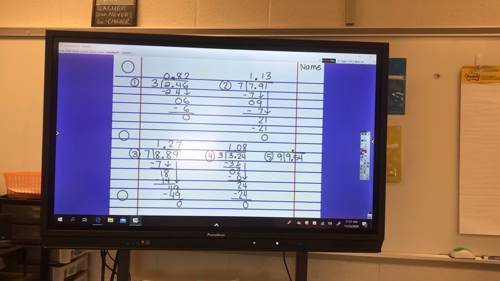Whoa, stop, you can't do 2 at the top at the time. How many times will 9 go into 5? None. So you have to put a 0 right there. And now you bring down. How many times will 9 go into 50?